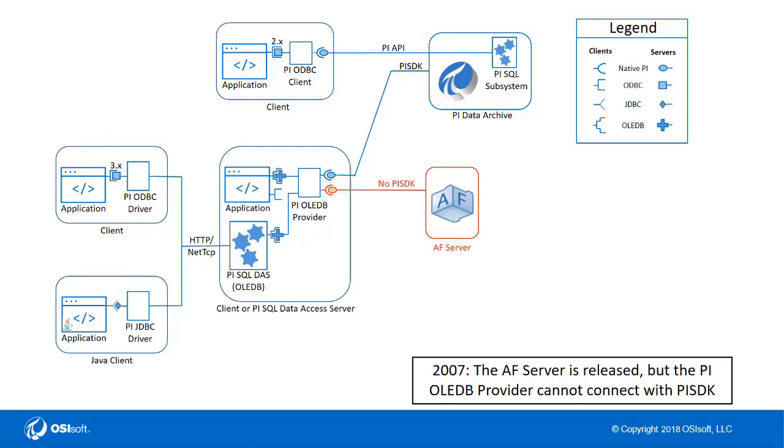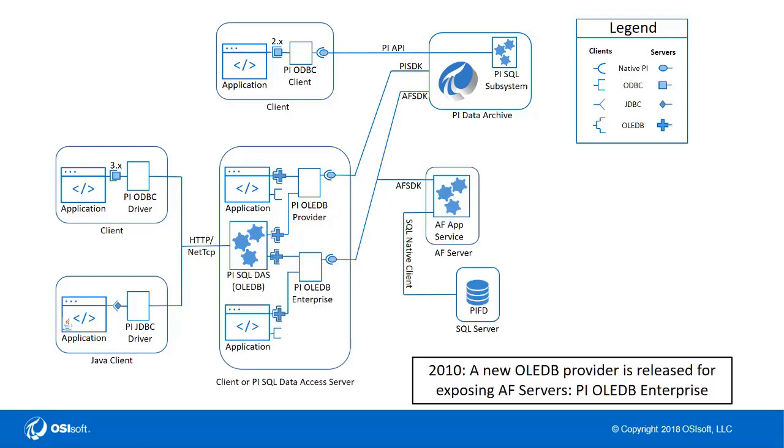In 2007, the AF server was released, but the PI OLEDB provider cannot connect with it because it's using PI SDK. This posed a problem for our customers, as there is data on the AF server that you would like to query from your OLEDB application, your JDBC application, or ODBC application. So in response to this, in 2010, we introduced a new OLEDB provider for exposing AF servers, the PI OLEDB Enterprise.